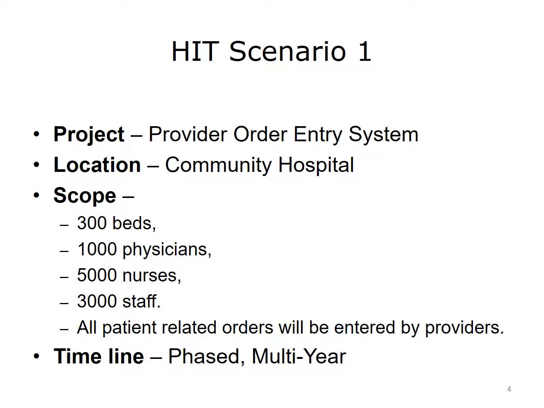This scenario takes place in a community hospital that has about 300 beds, with 1,000 physicians, 5,000 nurses, and 3,000 ancillary staff. The project will be phased in over several years, starting in the emergency department before rolling throughout the hospital to end with the ICUs, or intensive care units. Because this is a complex project that will be implemented in stages throughout a hospital, the scope is tiered, with an overall scope for the entire project and individual scopes for each department or unit.